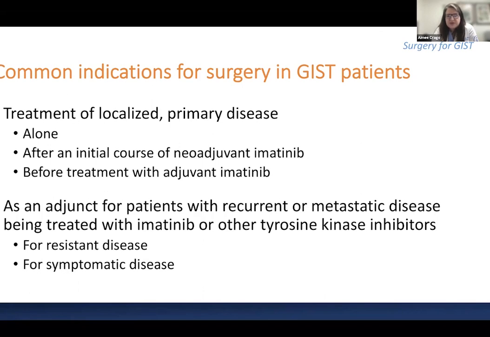So we use surgery to improve the outcomes of imatinib or the tyrosine kinase inhibitors, either because there may be a site of resistant disease that needs to be removed so that the drug continues to work, or there may be a site of symptomatic disease and we need to do an operation to try and improve a patient's symptoms.